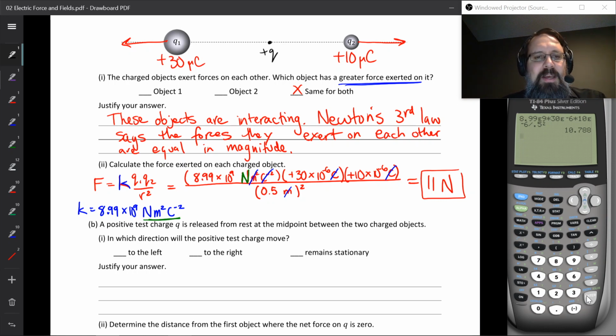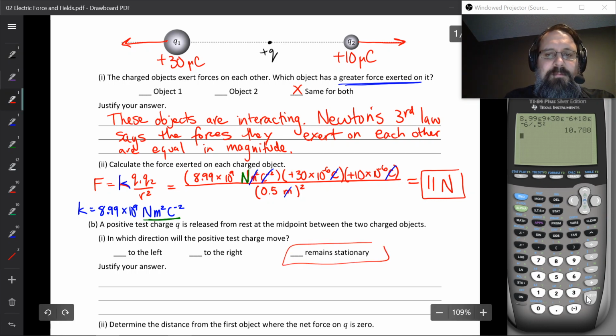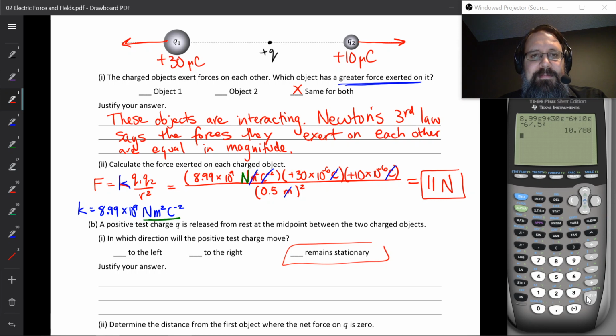All right, so the question says positive test charge Q is released from rest at the midpoint between the two charged objects. In which direction will the positive test charge move? So, what are your thoughts on that, guys? Stationary. So, it'll stay put. Why do you think it's going to stay put, Alberto? The two charged objects keep it in place.